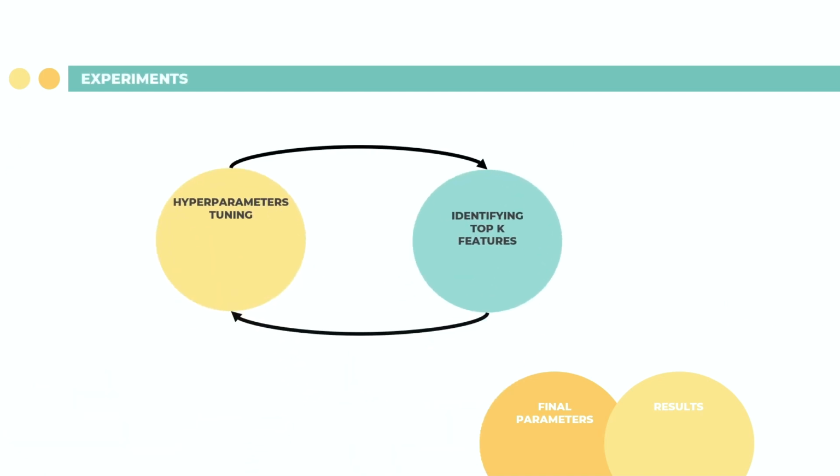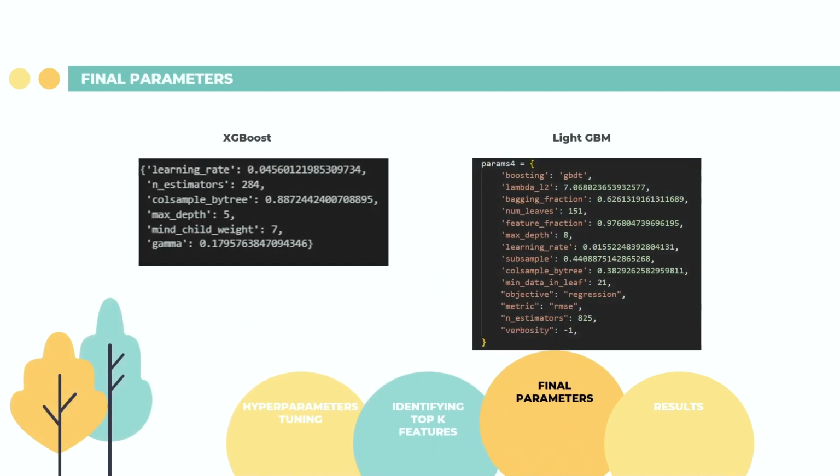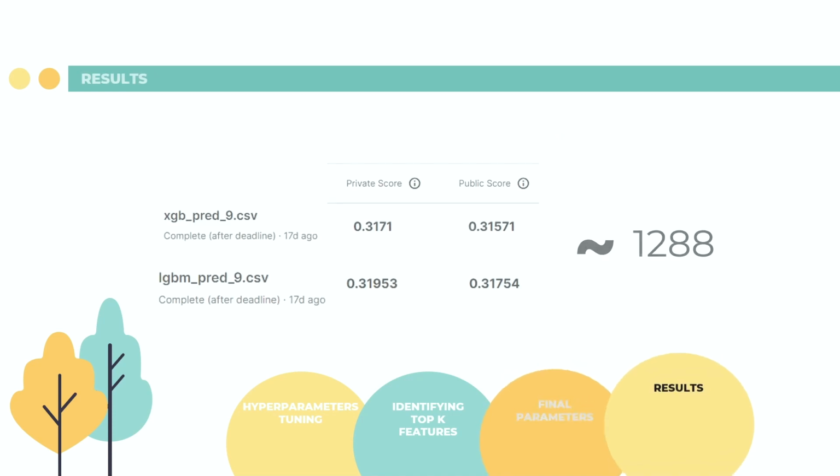As mentioned previously, several rounds of this were conducted to continuously improve the model and build upon what was previously tested. Ultimately, these were our final hyperparameters that we used. We managed to achieve a rank of 1288, which was around the 60 percentile mark. However, we wanted to do better and further improve the model.